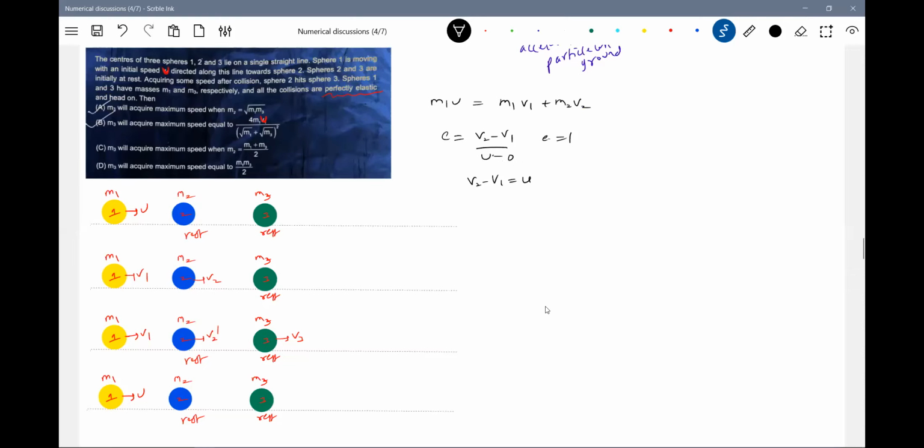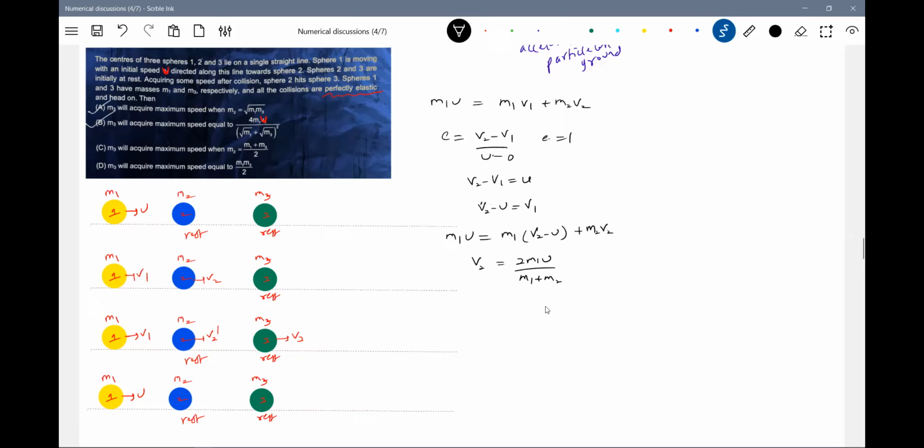Let me eliminate V1, because V2 is what is needed to carry on the problem. So V2 minus U equals V1. So M1U equal to M1 and so on, giving 2M1. If you know that formula directly, better. If you remember that formula, it will be very useful.